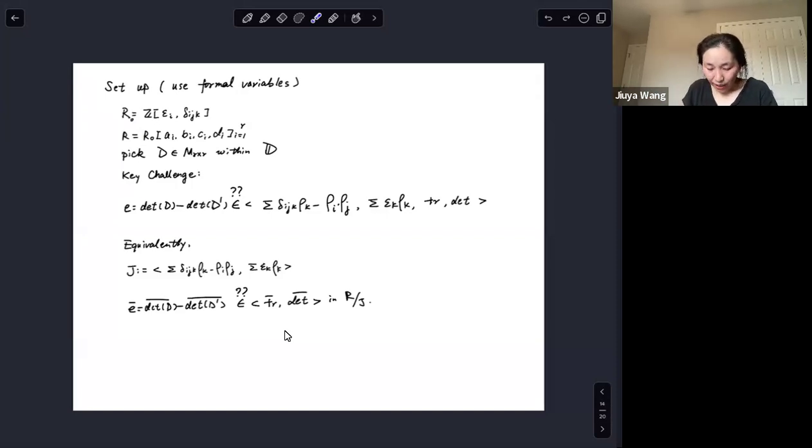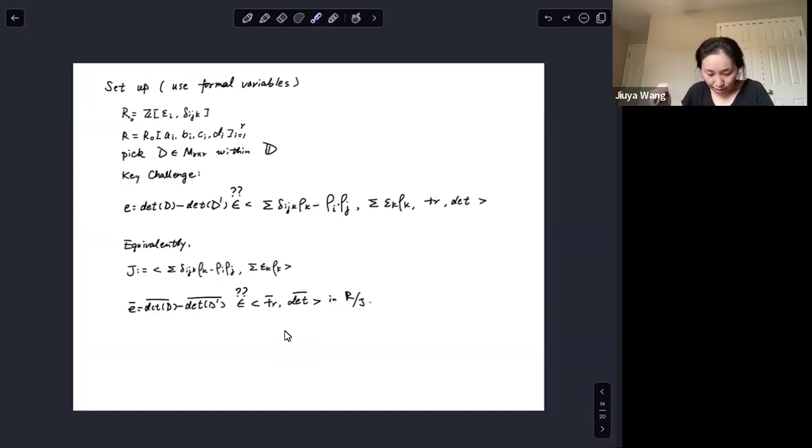Now we pick some R by R submatrices in the relator matrix. Our key challenge is to show that this error term, which is a very, very long algebraic expression, must be able to be reduced to some expression just in terms of the relators and some trace and determinant of all possible products of rho i.